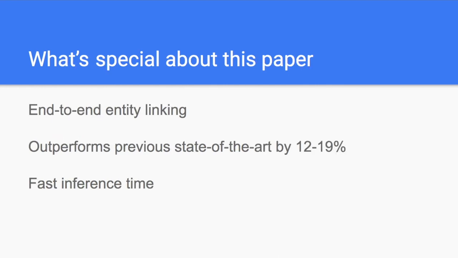So what's special about this paper? It's end-to-end entity linking. Usually, entity linking needs to detect the entity and link the entity to your database, so it's like a two-stage model. But in this paper, they present a fully end-to-end neural network model to solve this problem, which is quite difficult to do. And it outperforms the previous state of the art by a large margin, a 12% to 19% improvement. That's a lot. And more importantly, its inference time is even faster than the previous state of the art.